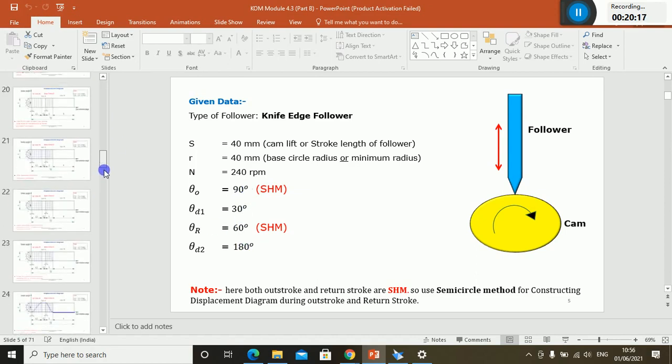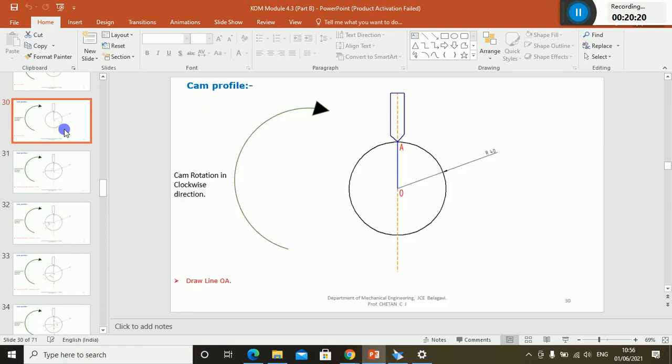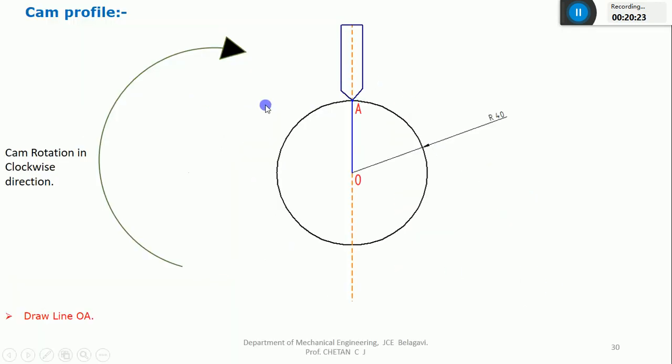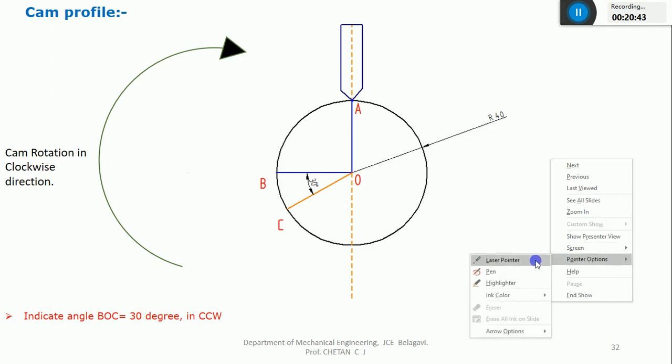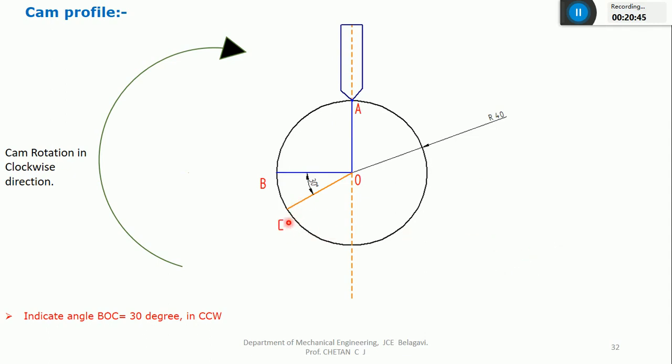Just remember those angles, and you have to indicate those angles with respect to the base circle. The first angle is 90 with respect to this OA as a reference, as a 0 degree line. So this is a 90 degree. This is nothing but AOB in a counterclockwise direction. Then BOC, the first dwell angle, that is nothing but 30 degree. And the next one is 60, that is COD. Okay, so this is 60, and the last dwell angle is DOA, 180. Total is 360.